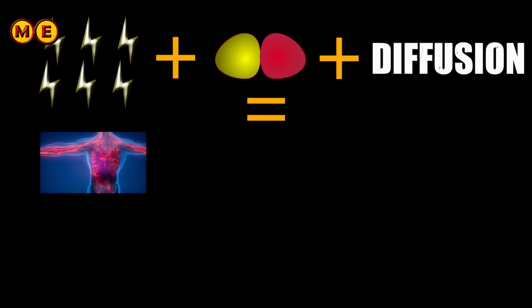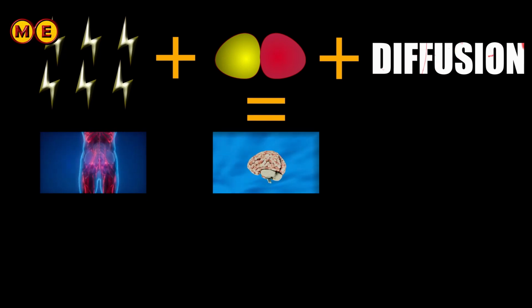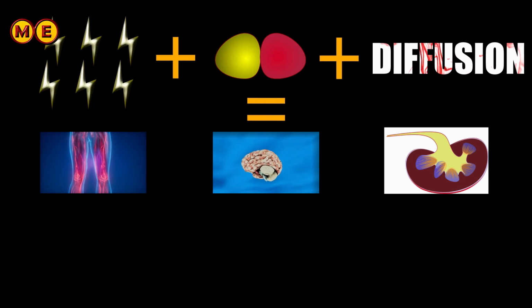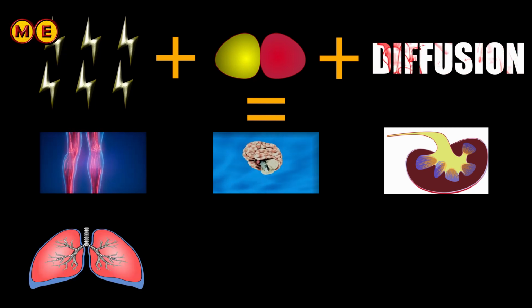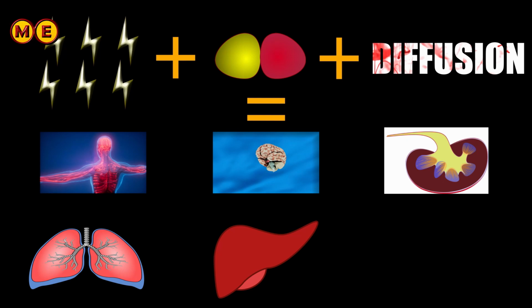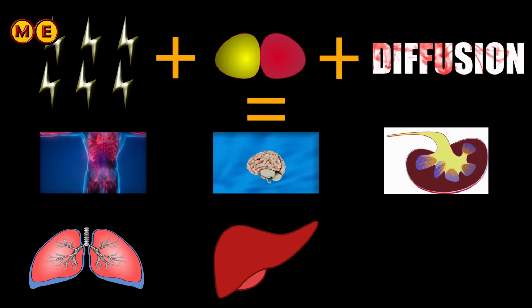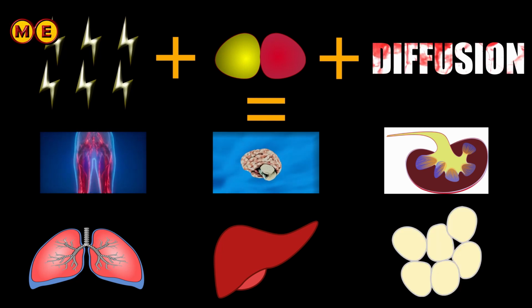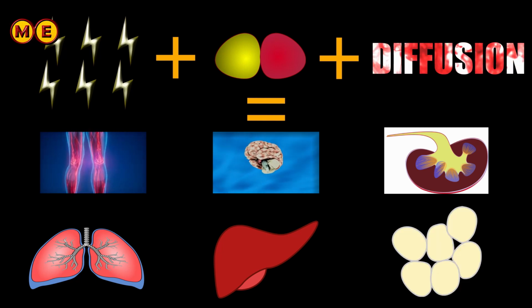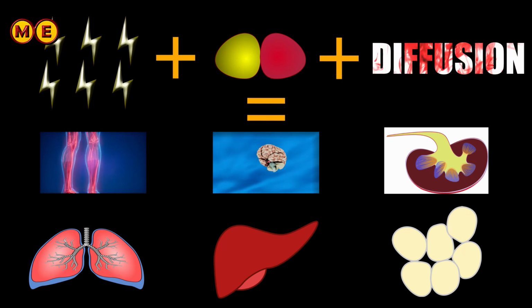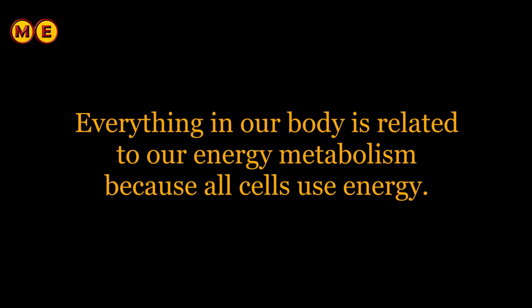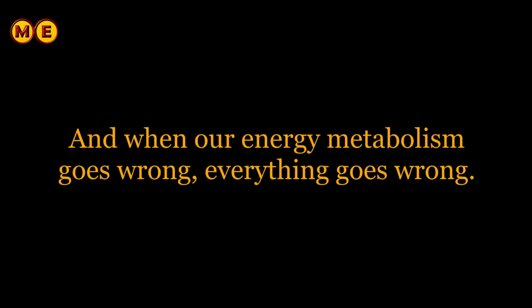We have a bloodstream and lymphatic system that transport all the necessary substances. We have a brain that controls everything. We have kidneys that filter the blood and take out the trash. We have lungs that supply oxygen, and liver that processes all nutrients. And we can store nutrients in our body to provide food for the cells all the time. Everything in our body is related to our energy metabolism, because all cells use energy. And when our energy metabolism goes wrong, everything goes wrong.